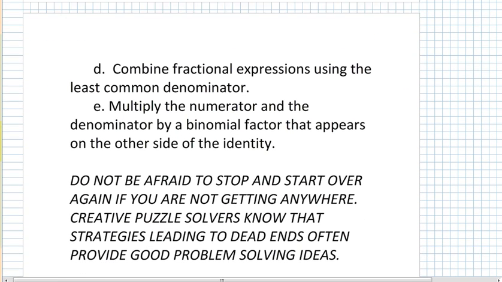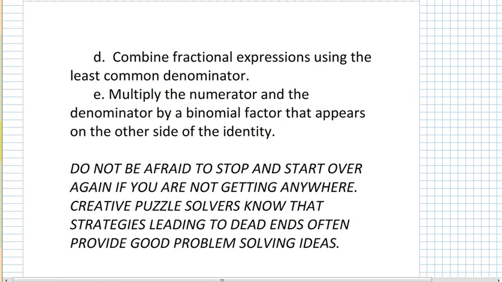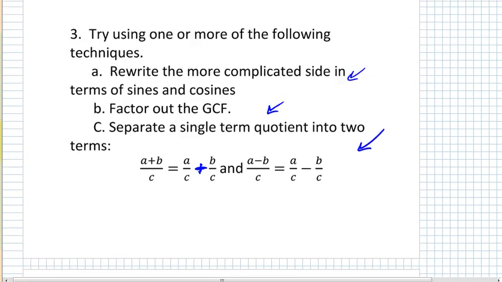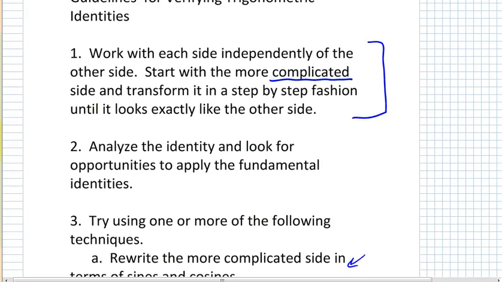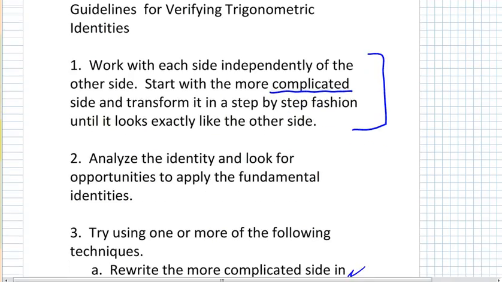Then part D, we worked on just now, combining fractional expressions by getting a common denominator. So if there's two fractions being added together, combine them into one. And then the last one, multiply the numerator and the denominator by a factor that appears on the other side of the equation. So that's what we just worked on there. So there's a bunch of possibilities here. So you need to try some of them.